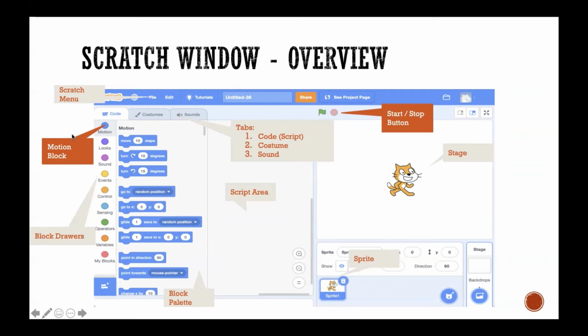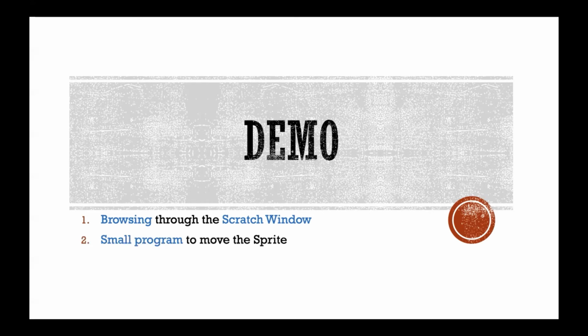So these are some of the high-level ideas about the screen, and your name would appear here. This is your user name, and that's pretty much the main screen, how it looks. Now, in today's demo we'll browse through various menu items. I'll show you the block palettes and block drawers. We will browse through them, and we will also write a very small program to move the sprite. Okay, so let's do that.